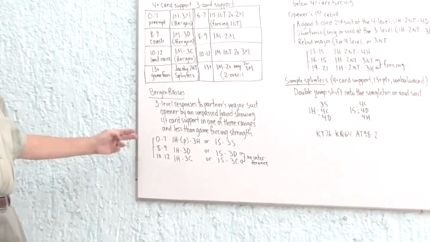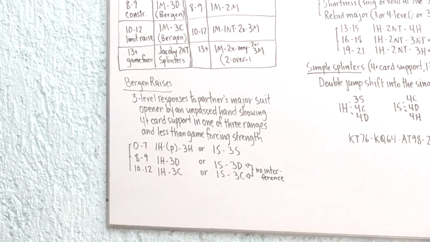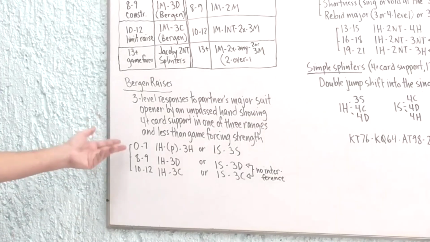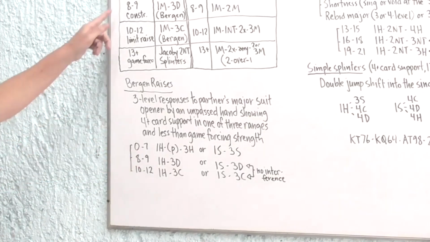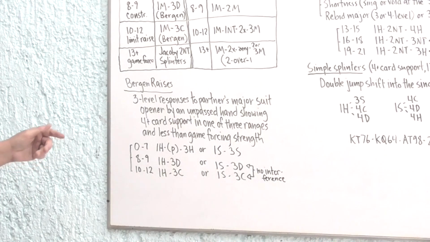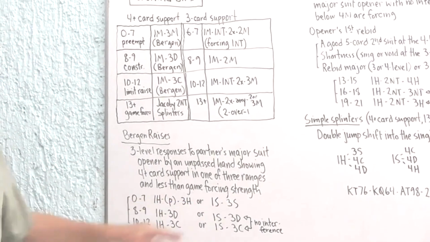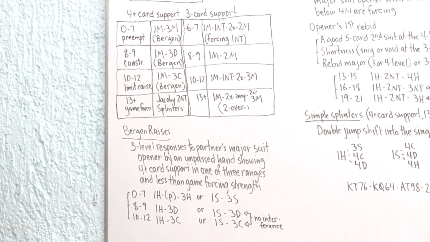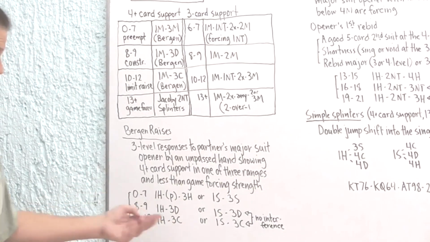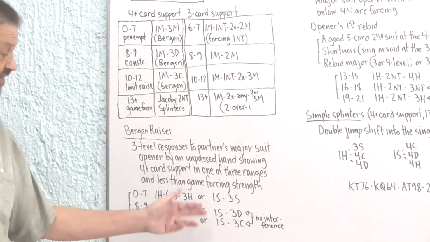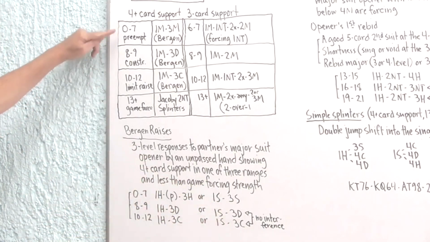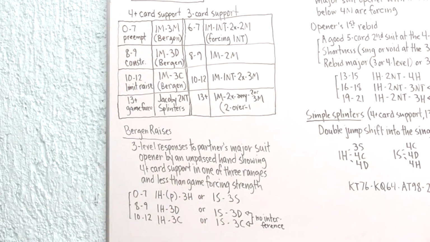But these are more likely to be game going, and they're off over interference. So with 8 to 9, we have the so-called constructive raise, which is 1 heart or 1 spade followed by 3 diamonds. And then with the limit raise strength, we use the 3-club call. So 1 heart, 3 clubs, or 1 spade, 3 clubs. And you can see all of that here.